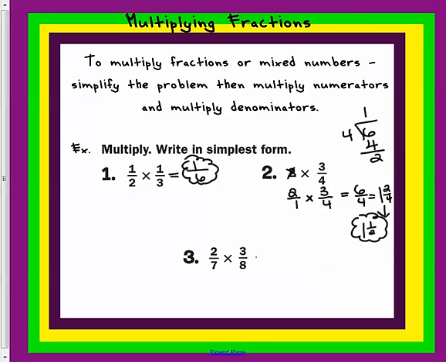Down here, 2 times 3 is 6, and 7 times 8 is 56. Now, we need to simplify by dividing by 2, and we get 3/28. Now, here's a hint of how you could do this a little bit quicker.